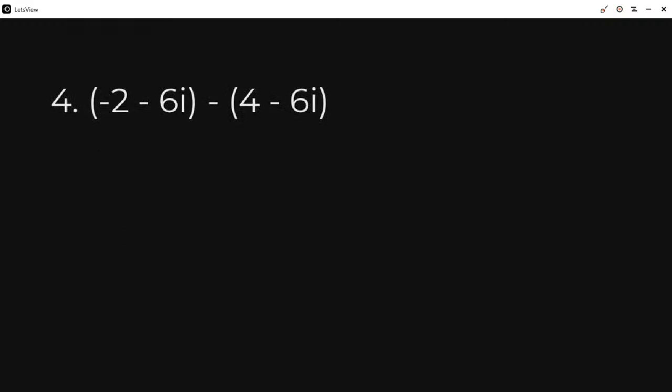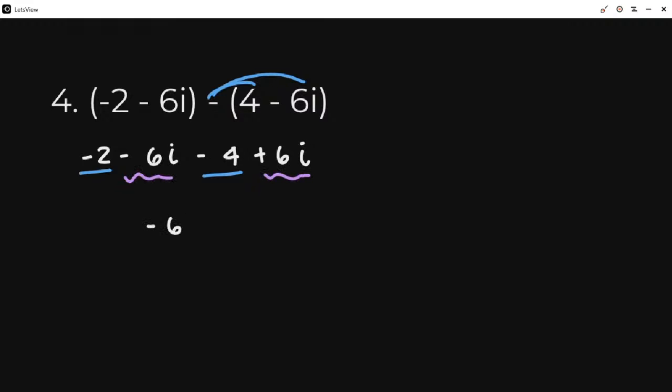Next we have a subtraction problem. So first you'll want to distribute the negative. So we get -2 minus 6i minus 4 plus 6i. And again, we're going to combine like terms. So -2 minus 4, which is -6, and -6i plus 6i is 0, so our only answer is -6.